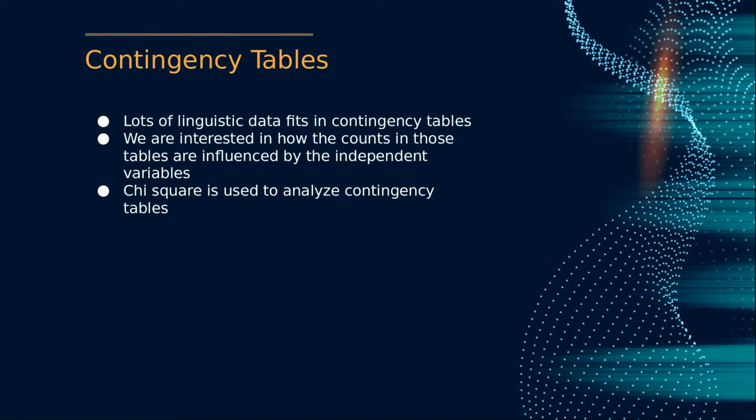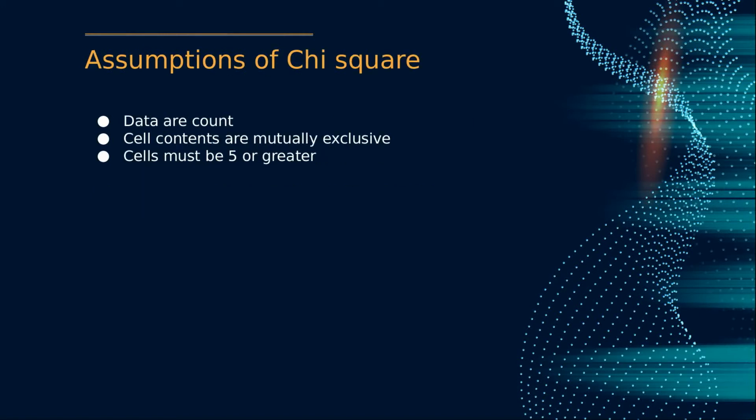Chi-square is generally used to analyze contingency tables. The assumptions of chi-square are that the data are count data, the cell contents are mutually exclusive, meaning we can't put the same object into two cells, and the numbers in each cell must be 5 or greater.